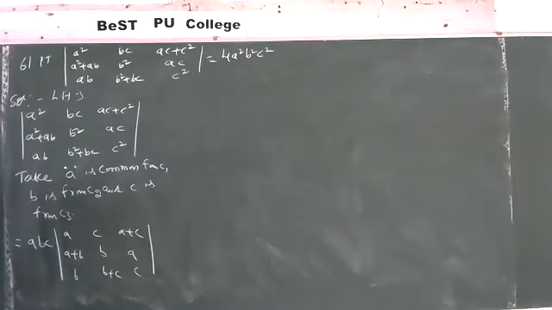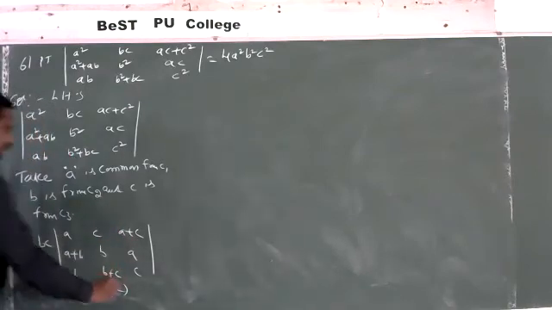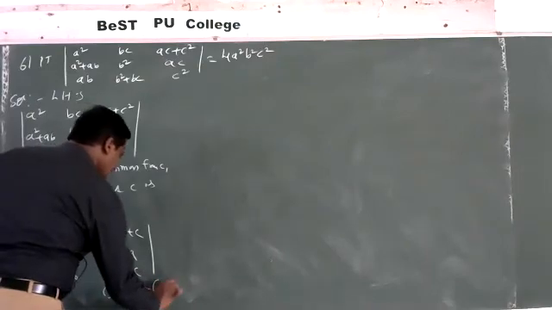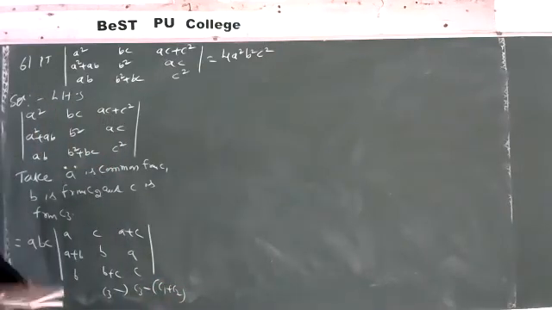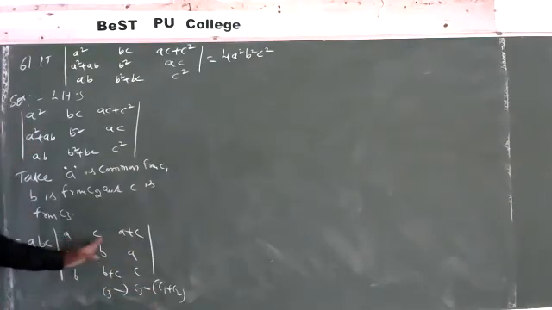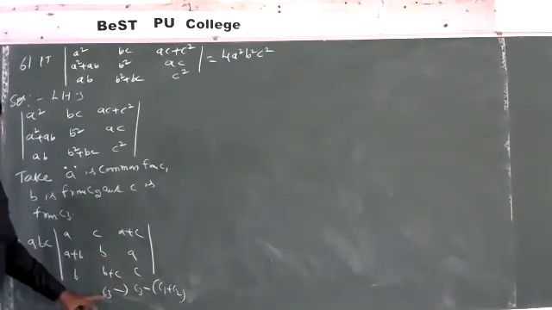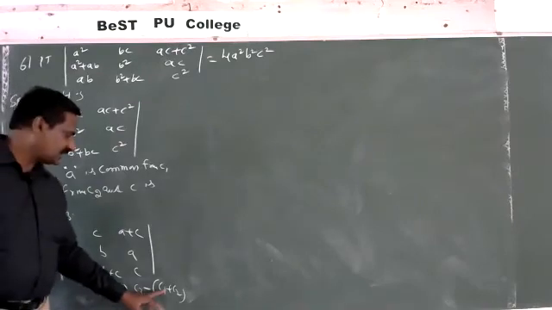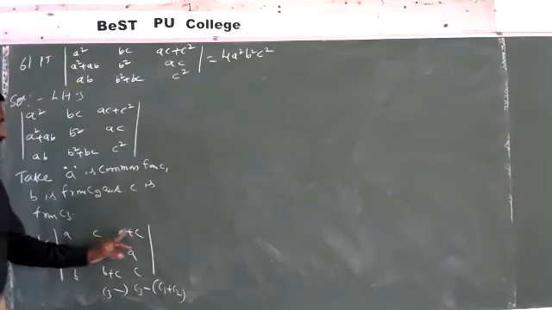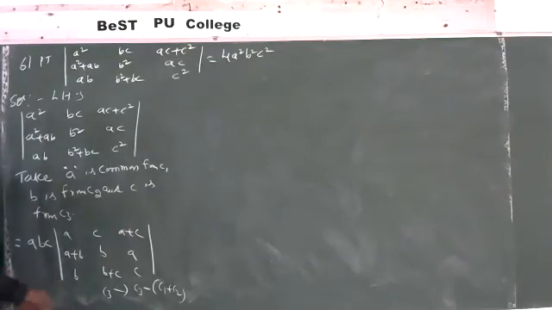Now you see that if you apply that, C3 goes to C3 minus (C1 plus C2). C3 is A plus C, minus (C1 plus C2), which means A plus C minus A plus C. This element becomes 0. That's why I am applying C3 goes to C3 minus (C1 plus C2). A plus C minus A plus C, the value becomes 0.